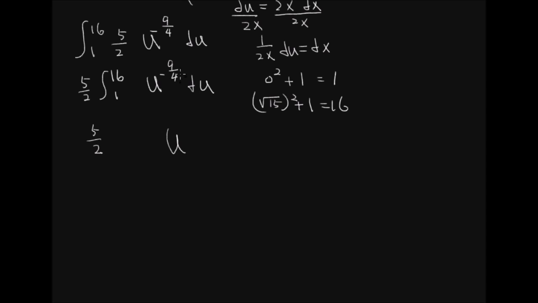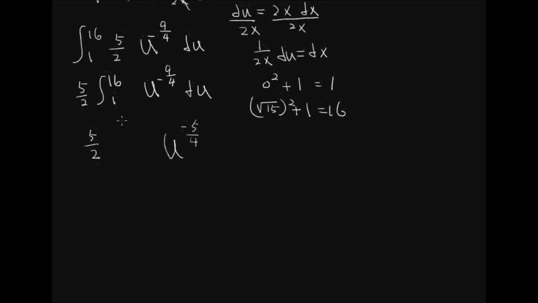Negative 9 over 4, we need to add 1. That 1 we can treat as 4 over 4. So negative 9 plus 4 will be negative 5 over 4. Then we need to divide by negative 5 over 4, but it's the same thing as multiplying by its reciprocal. So we multiply by negative 4 over 5. Then we can evaluate this from 1 to 16.